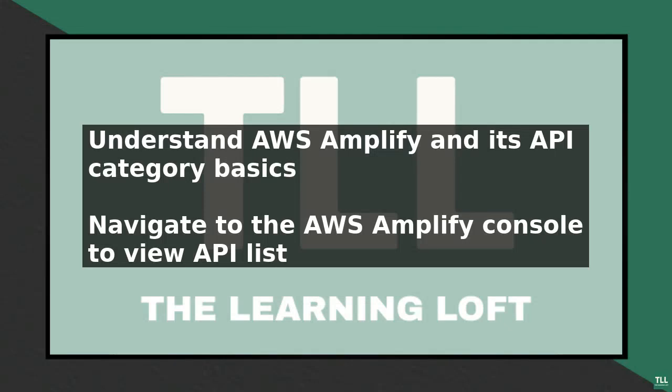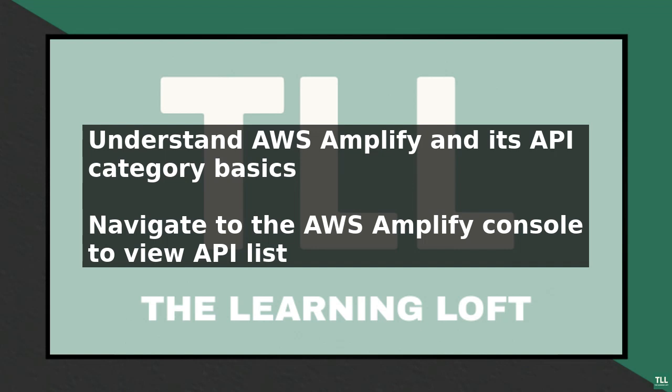To monitor AWS Amplify API category, start by understanding the basics of AWS Amplify and its API category. AWS Amplify is a development platform that helps you build, deploy, and manage scalable mobile and web applications. The API category in AWS Amplify enables you to create RESTful APIs and GraphQL APIs with ease.